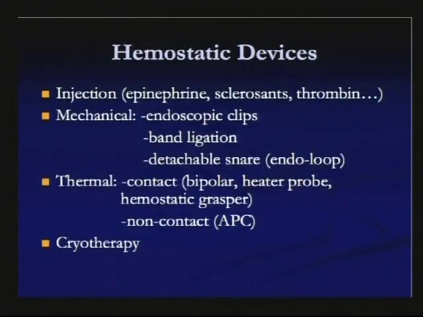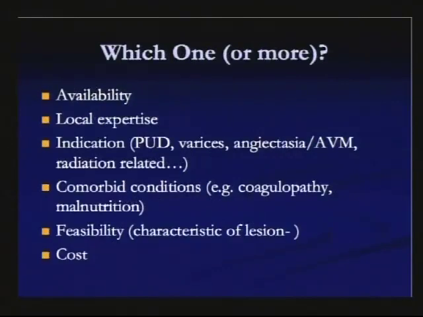Hemostatic devices: there's injection, so injection needles; mechanical, clips, band ligation, detachable snares; thermal therapy; and cryotherapy. Which one to use? It depends what you have. You can't use something you don't have. What the local expertise is, what the indications are. For esophageal varices, you band. If it's a peptic ulcer, you inject and clip or burn. And I'll talk about them in a minute.